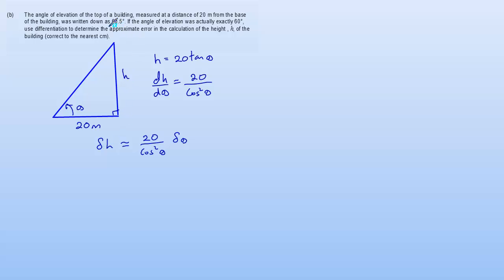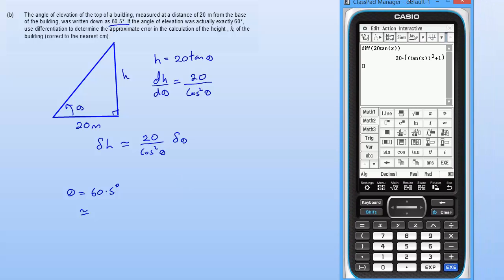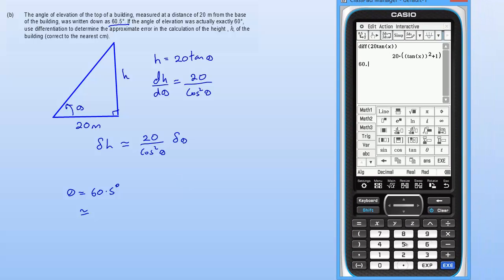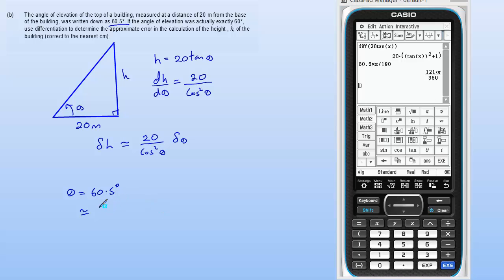Now, looking at what we have here, theta was equal to 60.5 degrees, but remember we're in radians when we do this type of thing. So that is 60.5 multiplied by pi divided by 180, and that's giving me this. I could have tried this in standard to see if it gave me a 121 pi over 360.